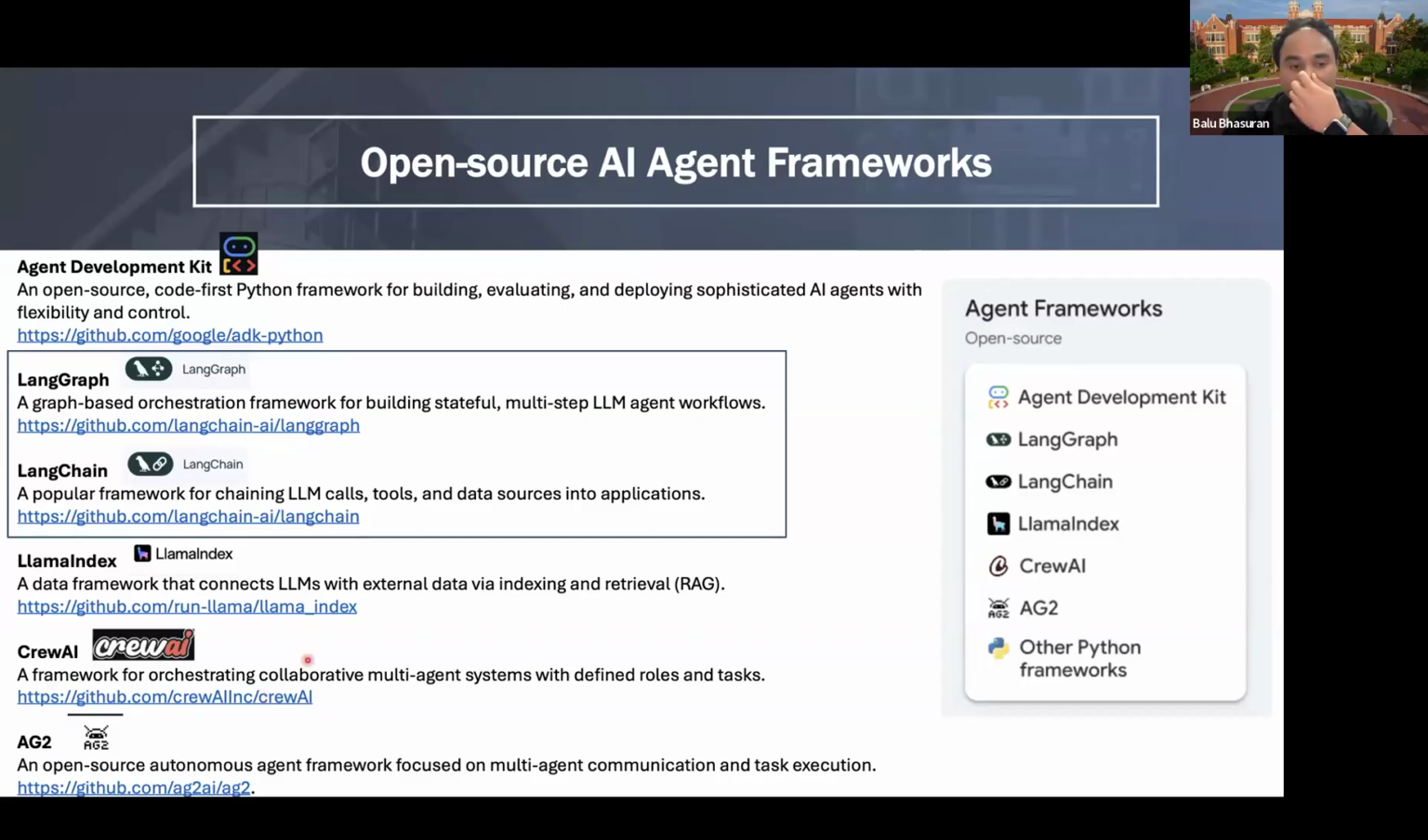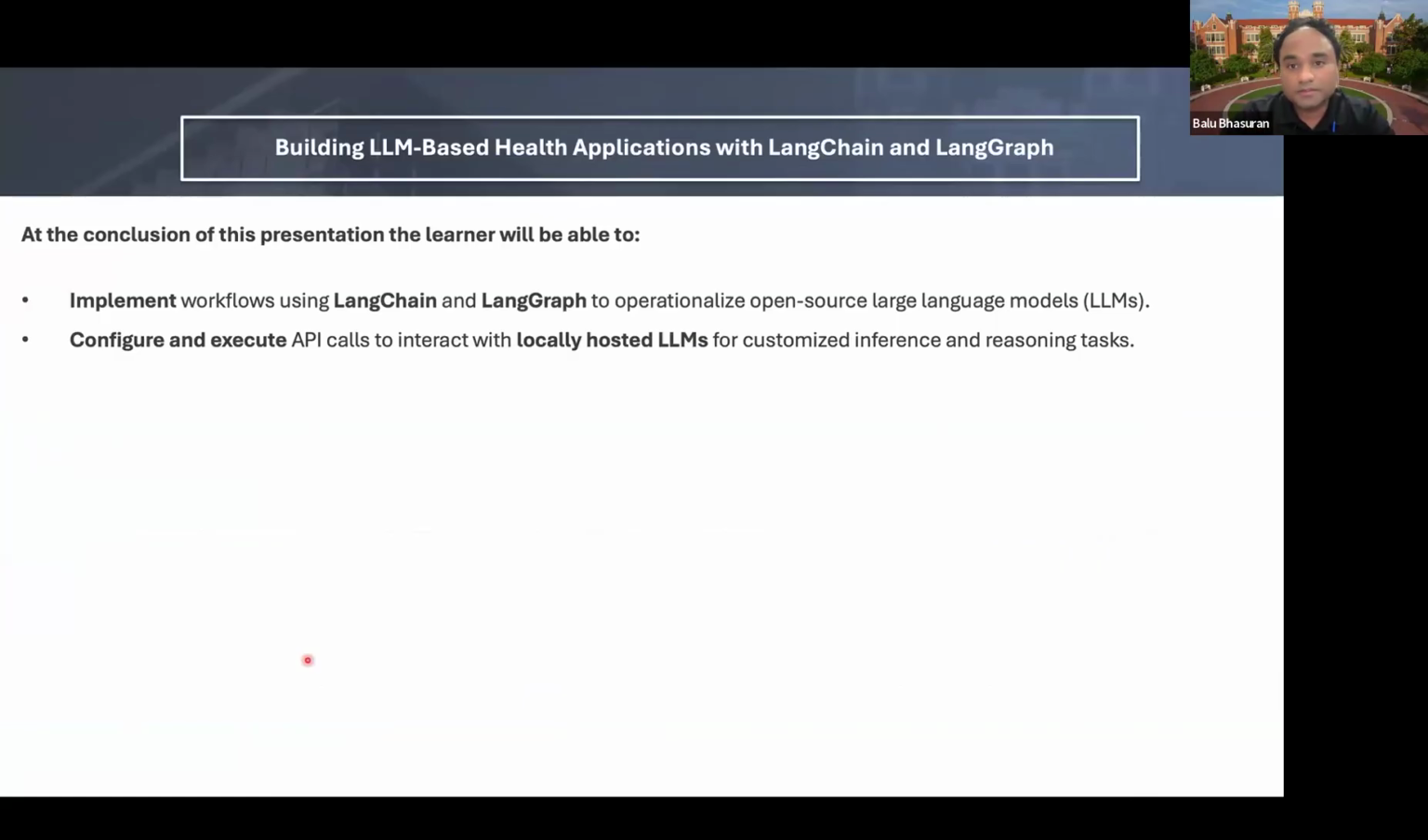As discussed in the previous slides, an AI agent is basically a language model which is capable of accessing tools and follows a work plan. So how can we practically implement this in a local system so that it is more secure and more scalable? At the conclusion of this presentation, what we are trying to convey is the implementation workflows using LangChain and LangGraph, which can be operationalized through open source large language models. The audience will be able to configure and execute API calls, application programming interface calls, to interact with a locally hosted large language model.